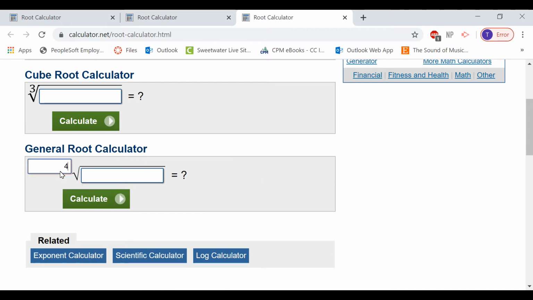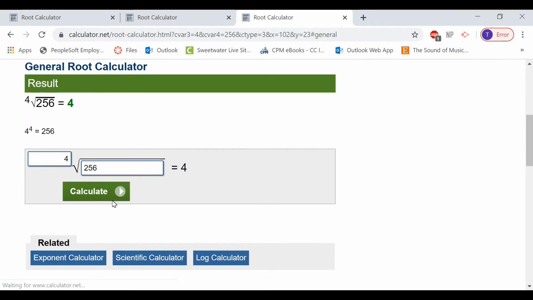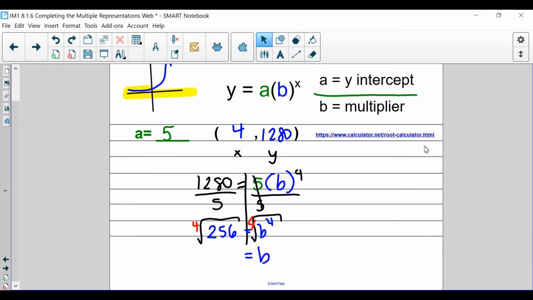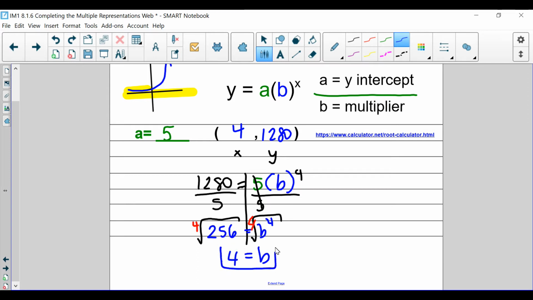You're going to put 4 right here, and then 256 is going to be your value in the middle. Then you're going to say calculate. What's that equal to? Oh, it's equal to 4. So we know 4 times 4 times 4 times 4 is equal to 256. So we're going to say b value is equal to 256 to the 4th root, and that's equal to 4.